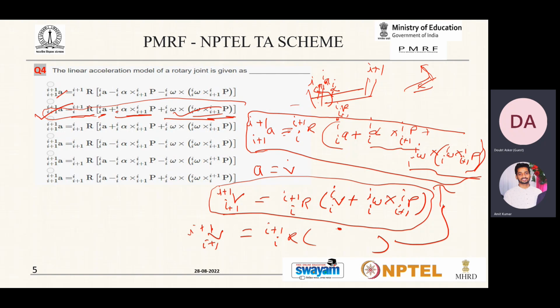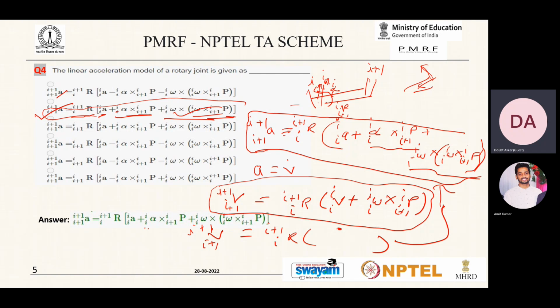So the linear acceleration model of a rotatory joint is given by I plus 1 to I plus 1 A, nothing but this A translated, with this tangential term and then the normal term. So this is how you get this question.